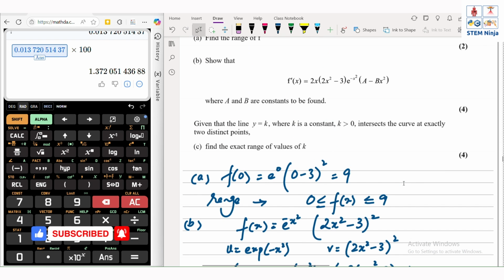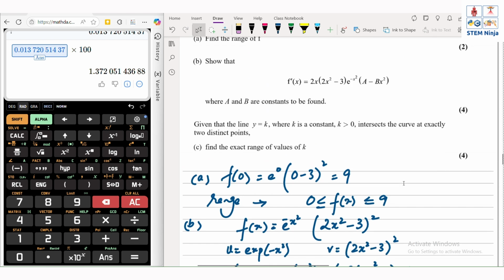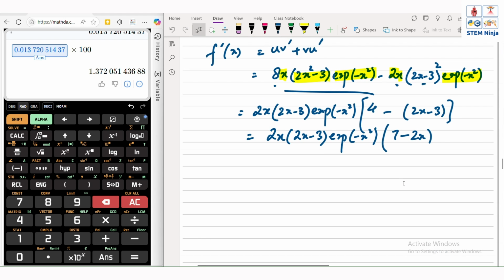Now, what form did they ask us in? This thing. So wait. Oh, this was 2x squared. Sorry, my bad. 2x squared.